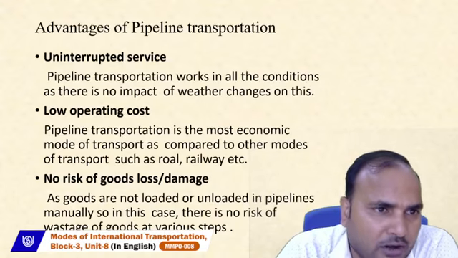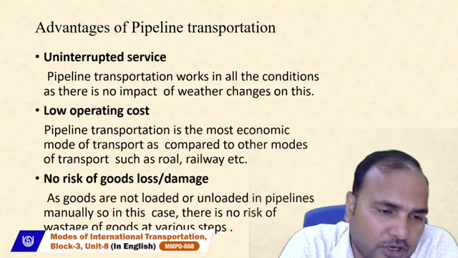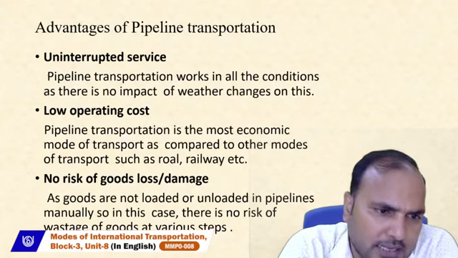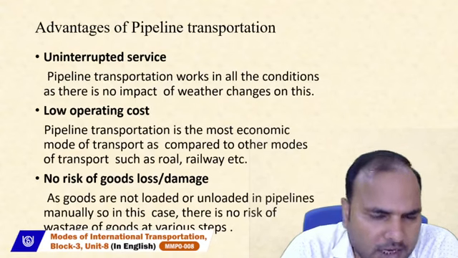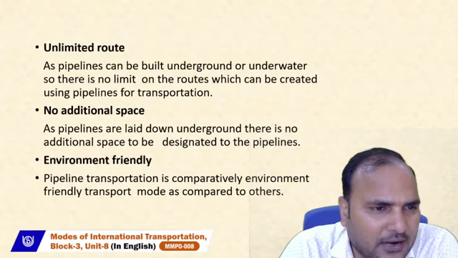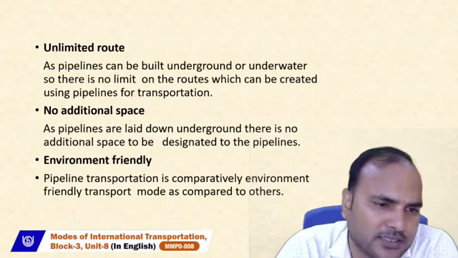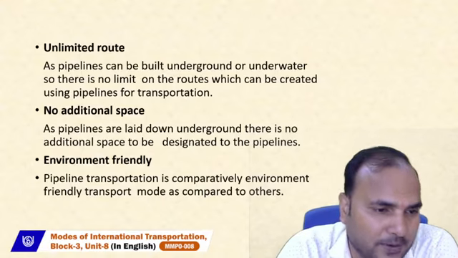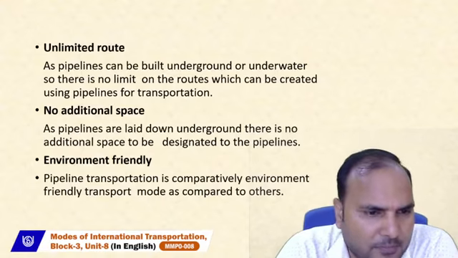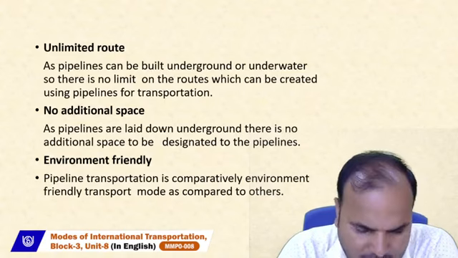There is uninterrupted service. There is no interruption. Operating cost is very low. There is no risk of goods loss or damage. These are the advantages. There is unlimited route. No additional space is required for pipeline transportation, and it is very economical and environmentally friendly, because there is no carbon emission in this.